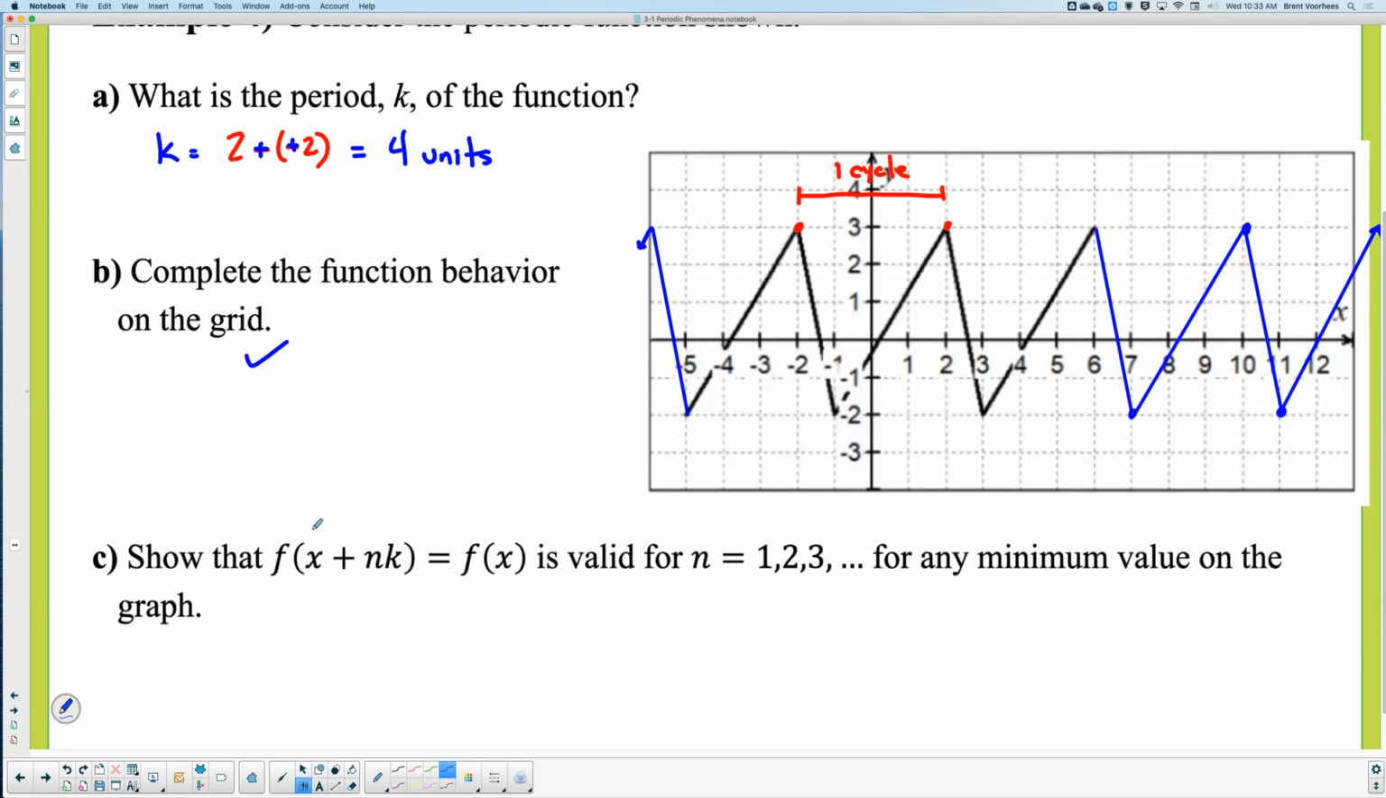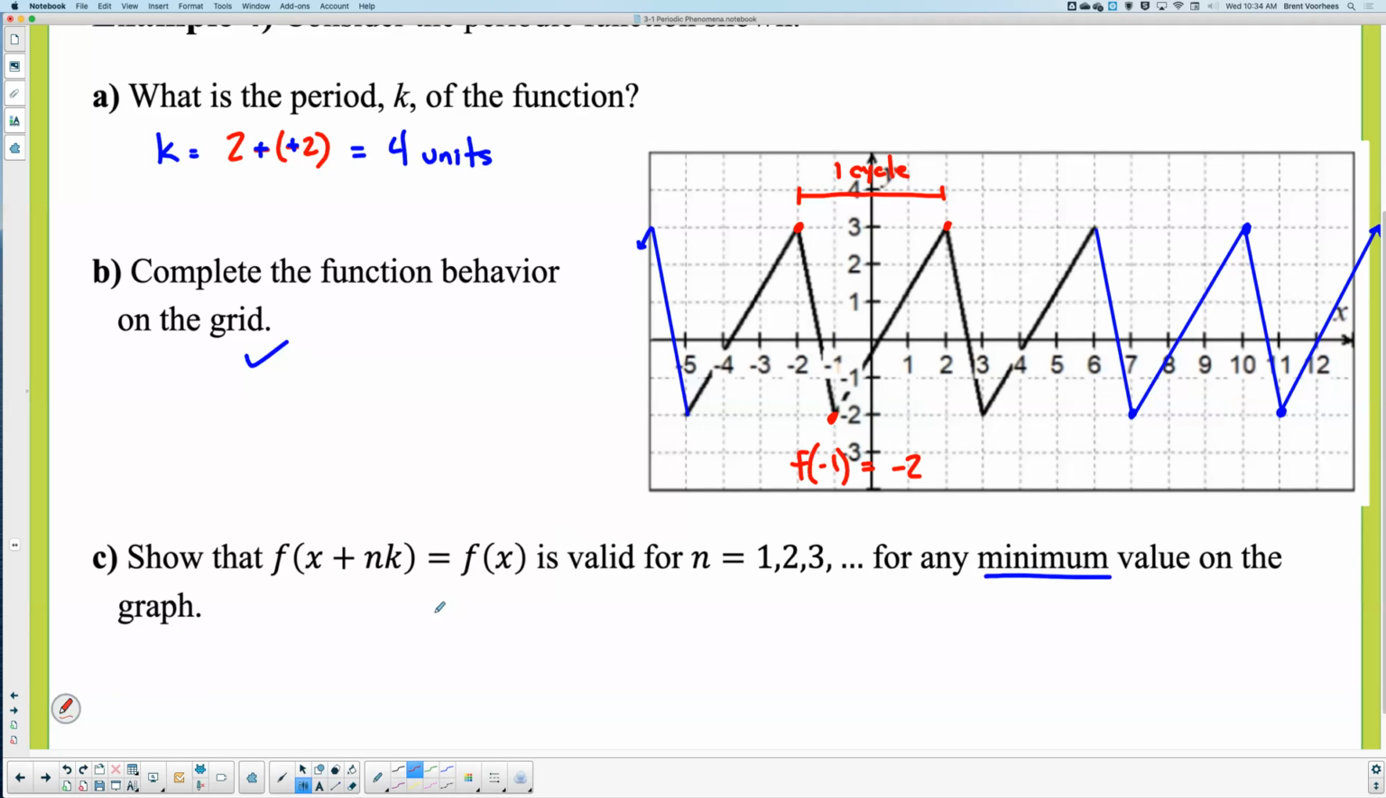And it says show that f of x equals f of x plus nk is valid for n equals 1, 2, 3. And here's the deal. You can use negative numbers too. For any minimum value on the graph, for any minimum value. Okay, so we're going to use a minimum value here. So someone just choose a random minimum, which gives me an x value that has a minimum. How about -1? You see how this has a minimum right there? We're going to look at f of -1, which equals -2. We're going to look at this minimum.